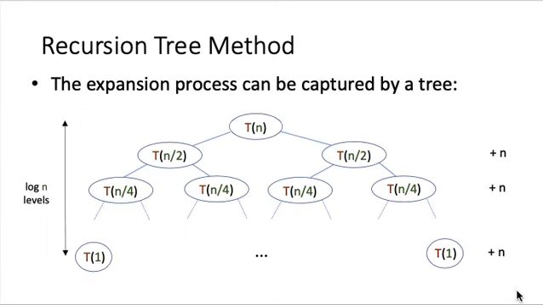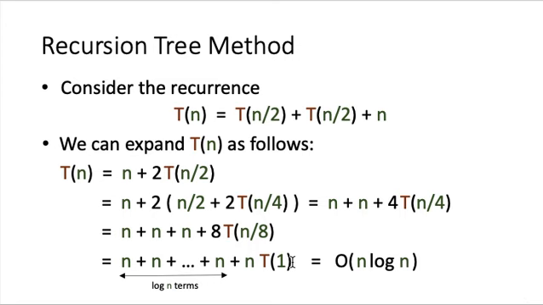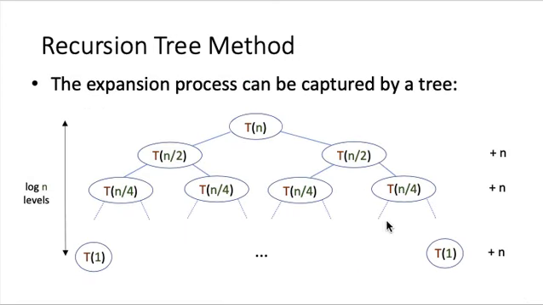Now this expansion process, instead of writing it down in words, we can also draw a corresponding recursion tree like this. We begin with T(n), and then T(n) can be decomposed into 2 copies of T(n/2) plus n. If we add these together, this is T(n). But each of these terms T(n/2) can each be decomposed into 2 copies of T(n/4), plus something here, plus something here.